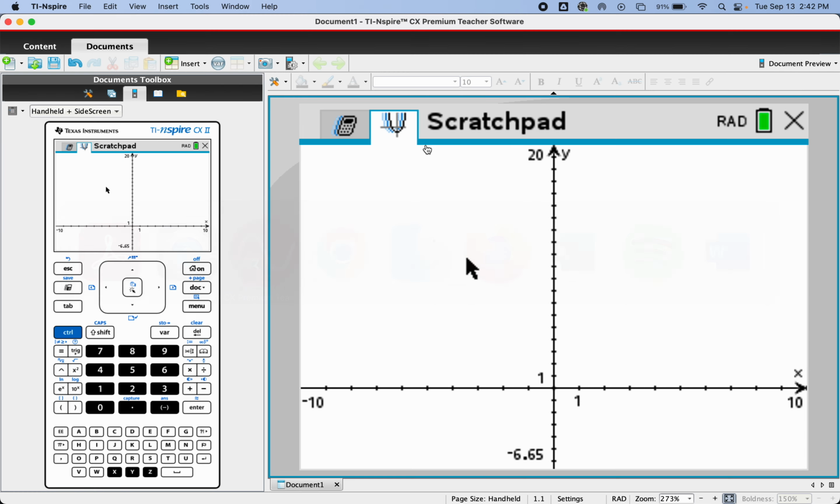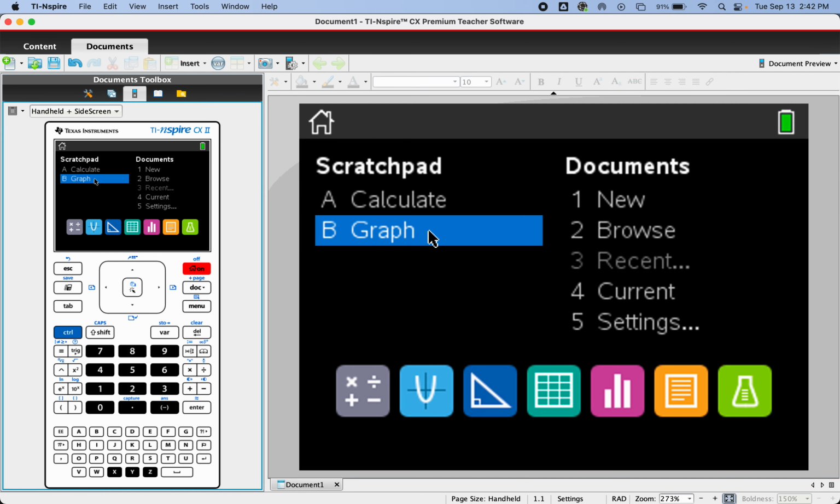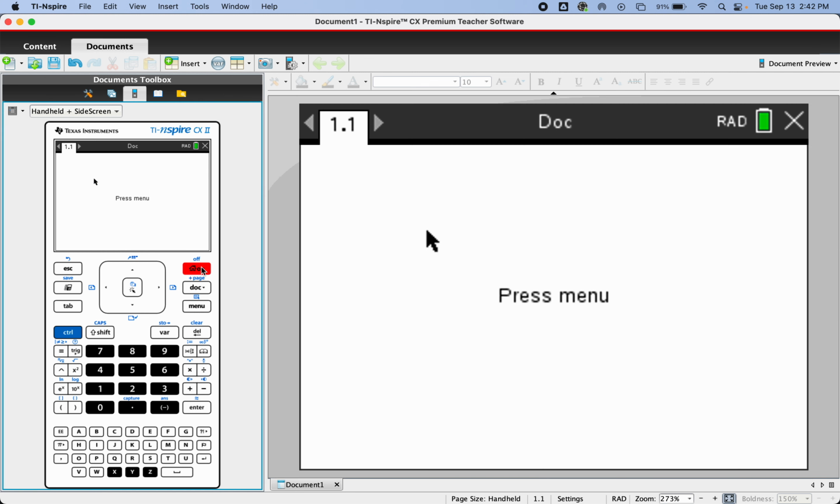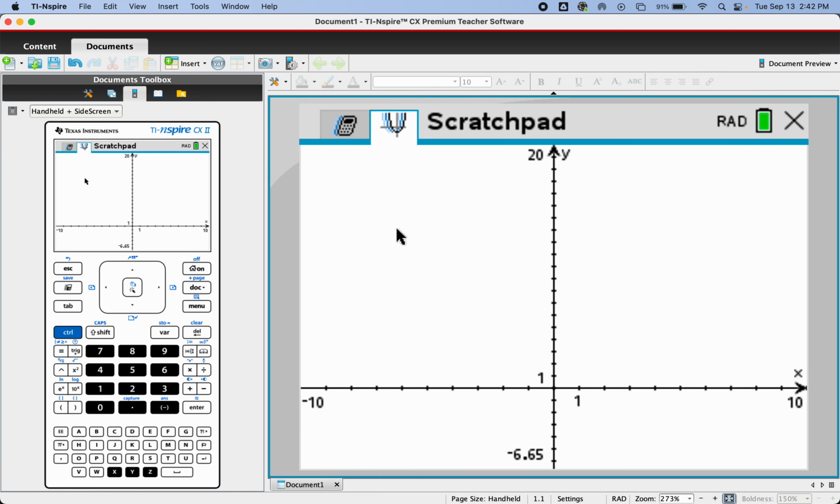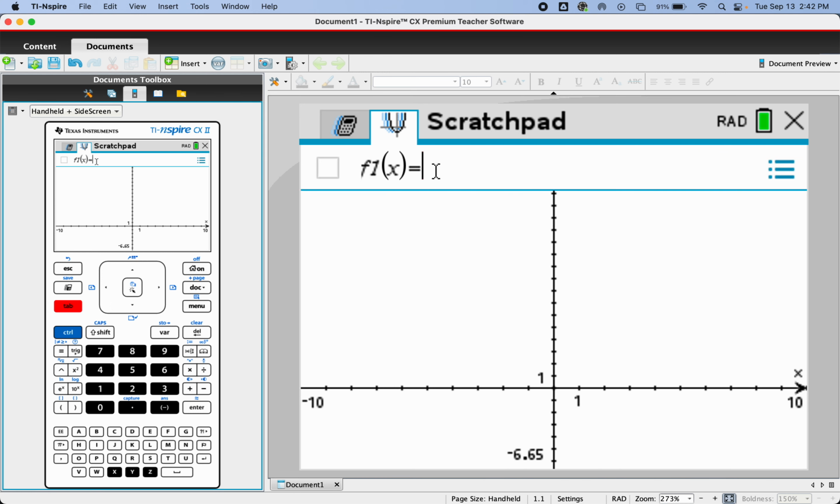To do that, I'm just going to remind us of how we get to the graph screen. So you can push the on or the home button and select graph. And to input equations, I push the tab button, and that will take us up to the equation entry screen.